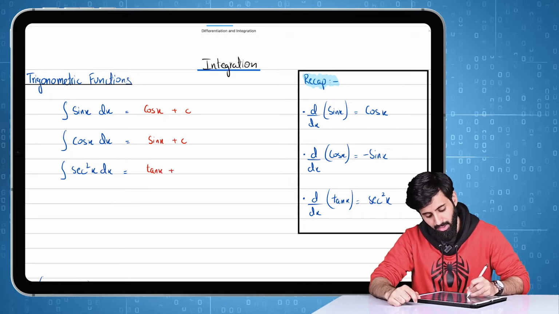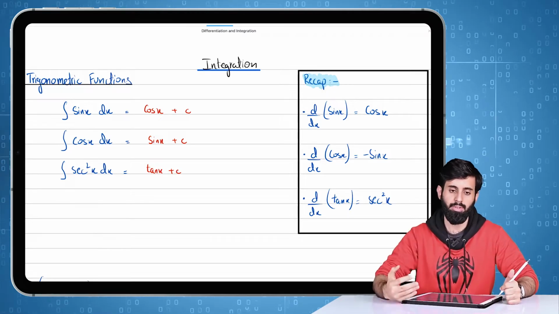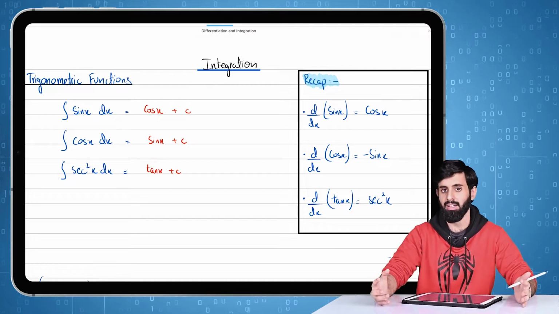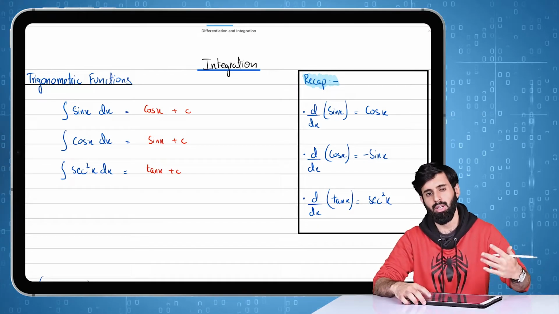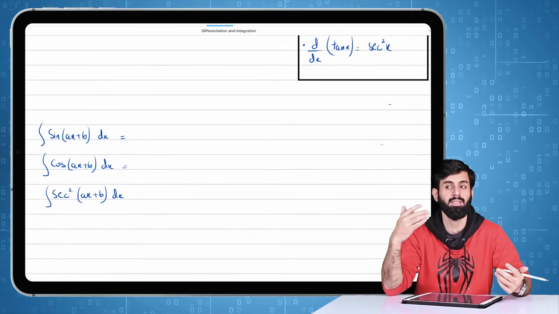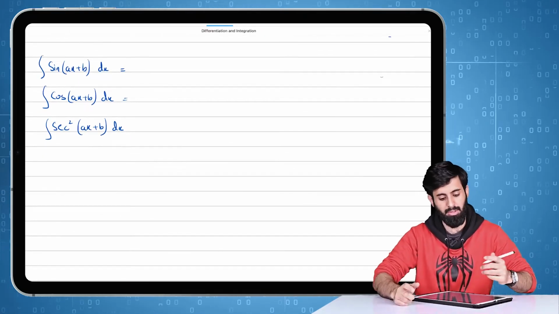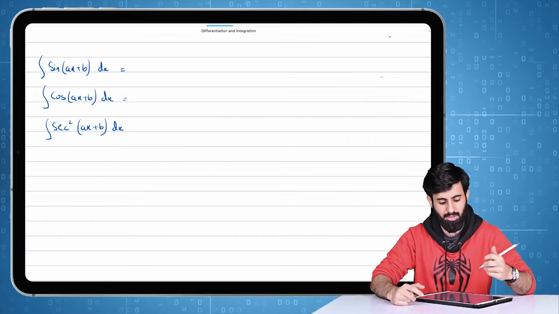Now this is when the angle within the trigonometric function is just x. But what if it's 2x? What if it's x squared? What if it's something other than just x? In that case, what happens? Again, we apply the same principle. We connect it with differentiation only.